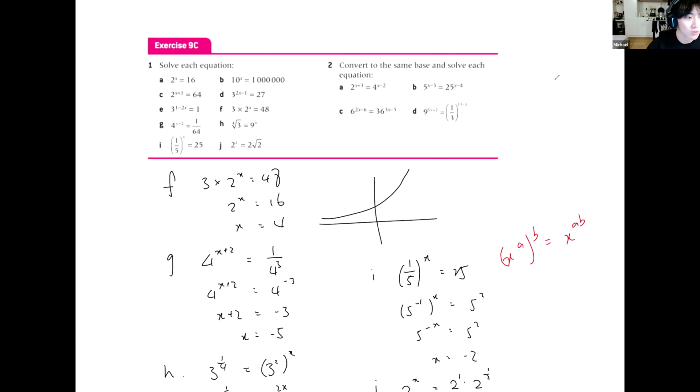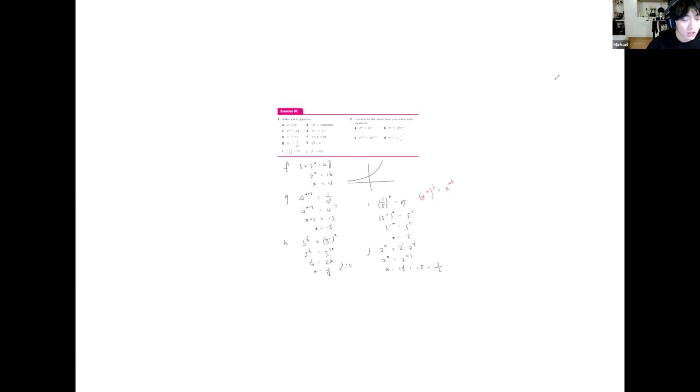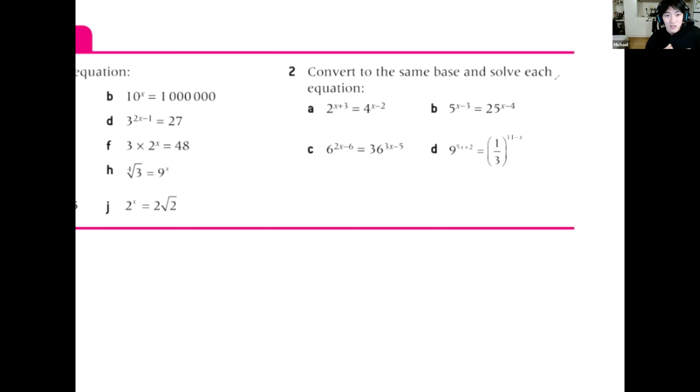So same thing. Okay, I think I'll give you guys a time limit because I feel like we were a little bit slow with the first ones. For part 2, I reckon 10 minutes in total, 2.5 minutes each. Give yourself 2.5 minutes for each question. If you get stuck, just move on to the next one. But it shouldn't be too hard. It should be the same. It even gives you a hint. It says convert to the same base and then solve.